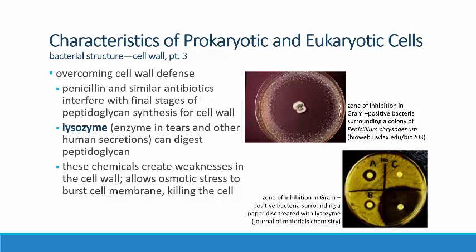Humans produce an enzyme in our tears. It's found in tears and some other human secretions, but we think of lysozyme, this enzyme, being primarily in the fluid that comes from the eyes. Lysozyme is important because it is one of the few enzymes that is capable of digesting peptidoglycan. And so we are able to avoid the eyes as a portal of entry for many bacteria because of the lysozyme that is found there. So both of these kinds of defenses against the cell wall create weaknesses so that osmotic stress will burst the cell and kill it.